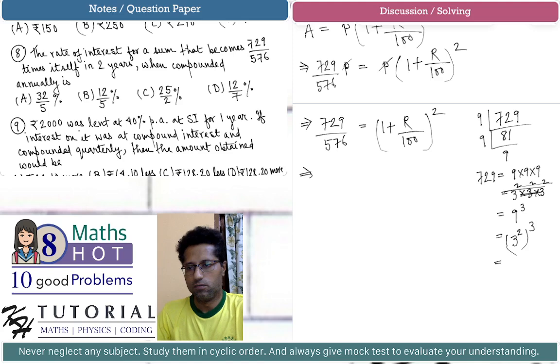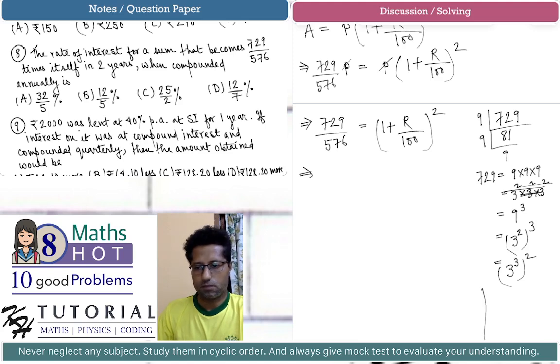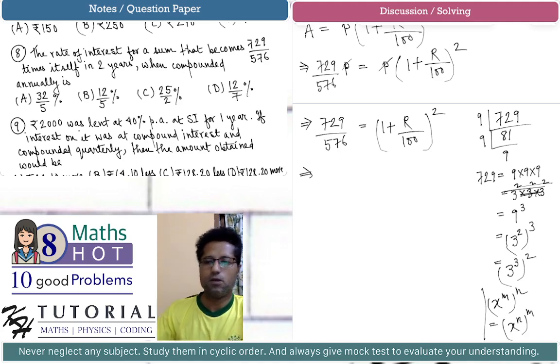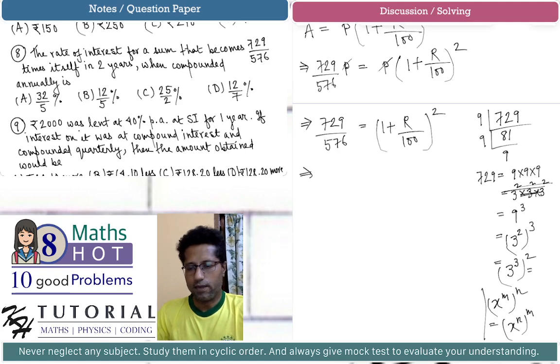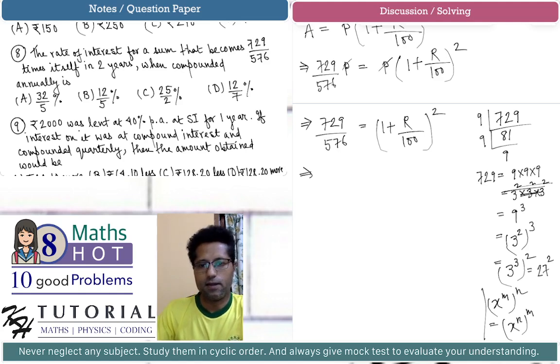So this is equal to, I can write 3 cube square, because from the laws of exponents you must be familiar with the concept that x to the power m, this whole raised to the power n is equal to x to the power n and then whole raised to the power m. So this is equal to 3 cube is 27, so 27 square. So 729 is 27 square.